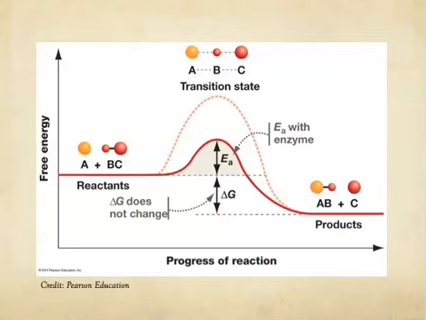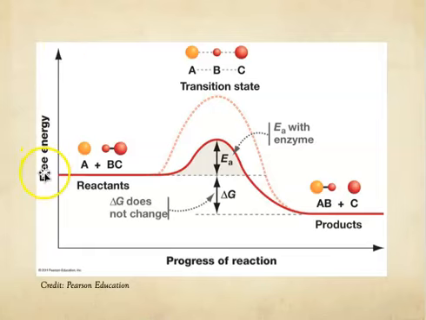Now, on this slide, we're looking at a graph that shows us the effect of adding an enzyme into a chemical reaction. On the x-axis in this graph, we can see just time going by. The reaction is progressing as we move from left to right. On the y-axis, this is the measure of free energy. So low amounts of free energy at the bottom of the y-axis, and more free energy as we go up.